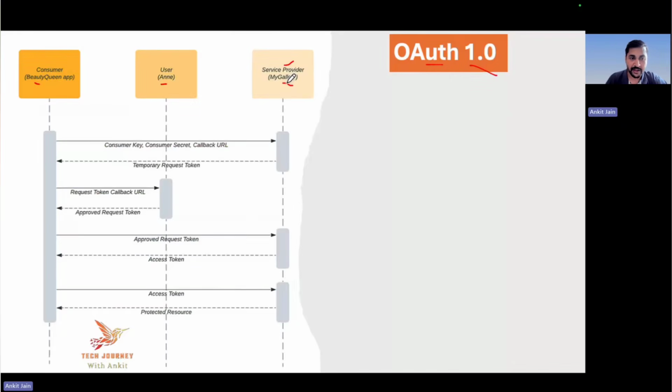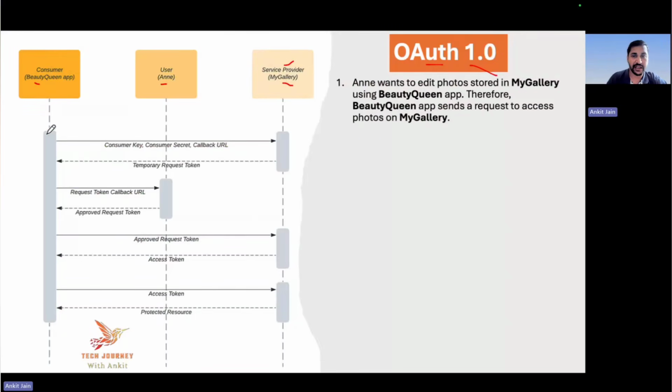So what is the first thing that Anna will do, because she has decided to use OAuth? The very first thing, Anna will send the consumer key, consumer secret, as well as the callback URL. Anna wants to edit the photos from the Beauty Queen app. So Anna will send the request to the My Gallery with all these details: consumer key, consumer secret, as well as the callback URL. What will the service provider return?